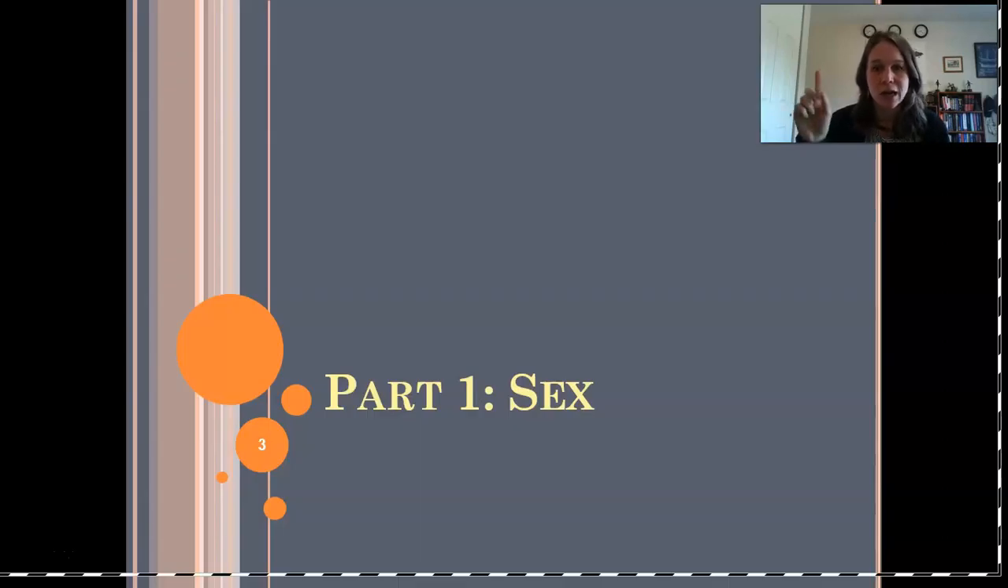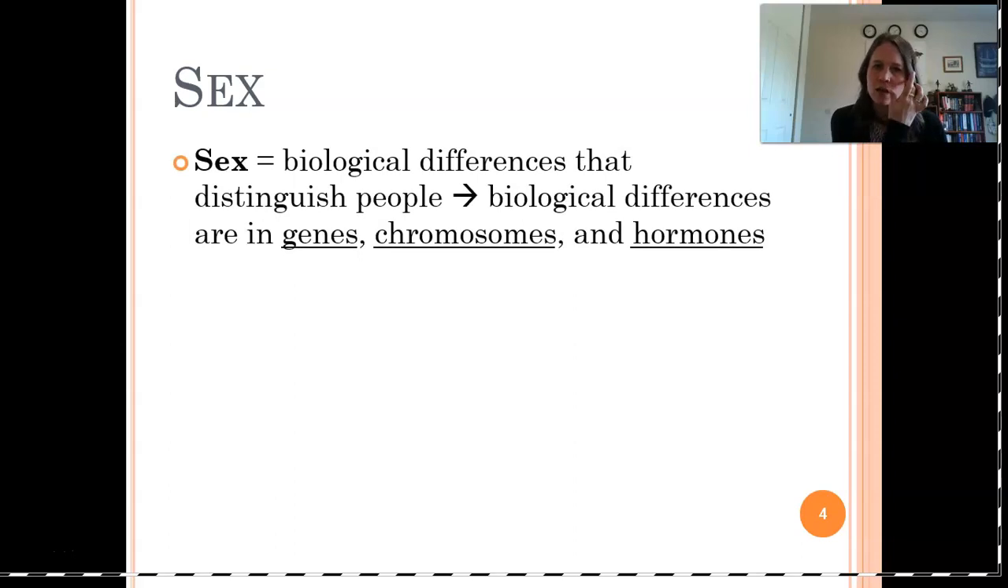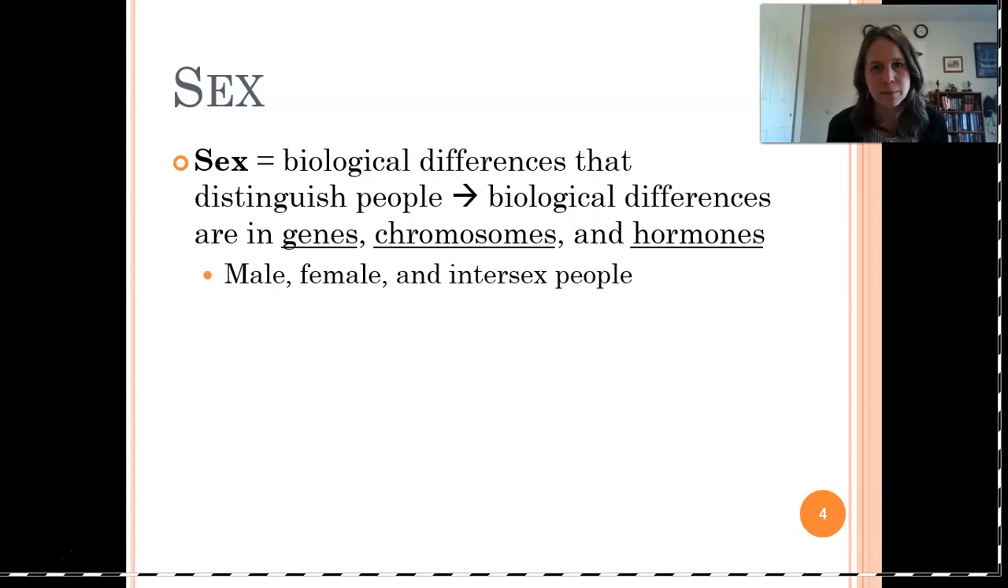All right, so part 1, sex. In terms of the definition of sex, these are biological differences that distinguish people. These biological differences can be found in our genes, our chromosomes, and our hormones. These are real differences, of course, but what we make of these differences isn't necessarily biological, and these things can operate in a two-way street. So in terms of sex, we have male-bodied people, we have female-bodied people, and we have intersex people.